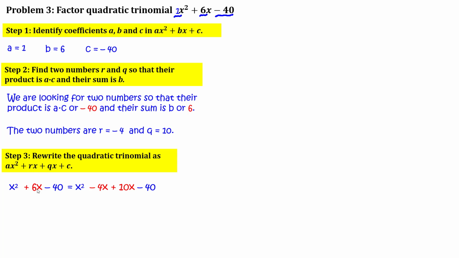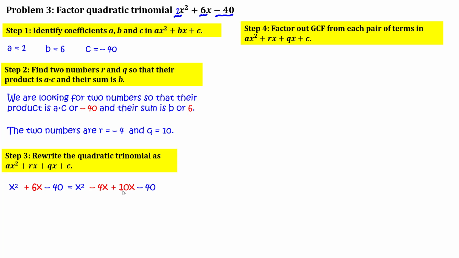This is the O plus I term in the FOIL. We figured out what the O and the I are, and this little number puzzle helps us figure out what the O and the I are. All right, here we go. So then I'm going to write x squared minus 4x plus 10x minus 40.